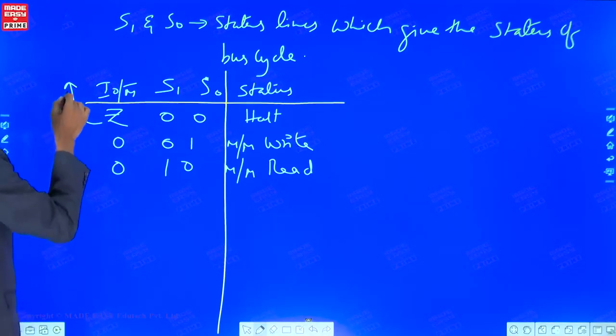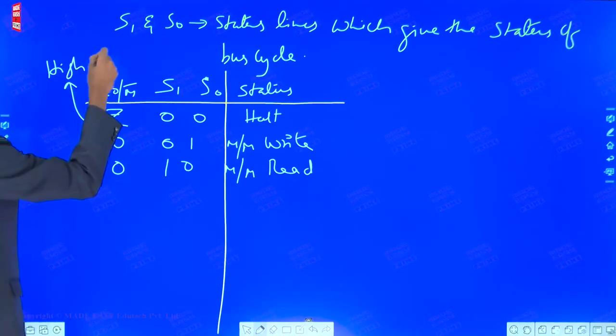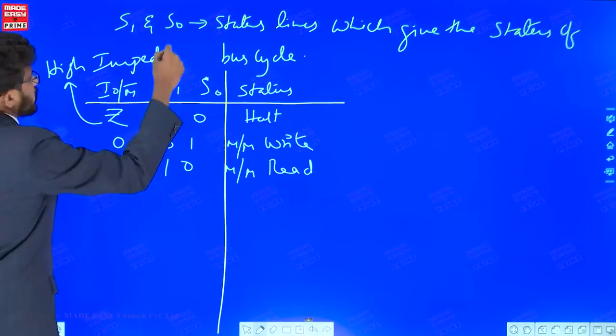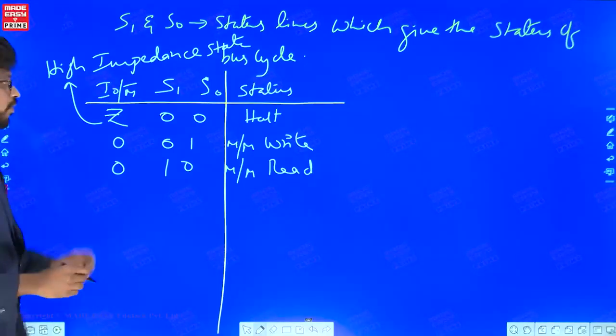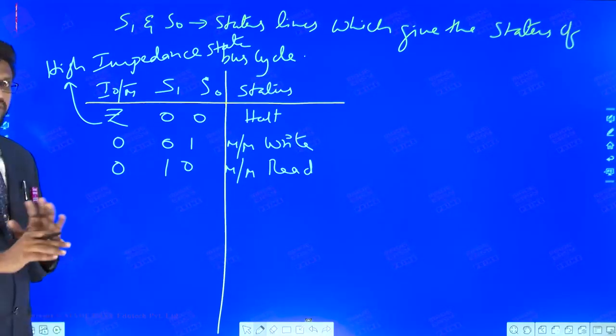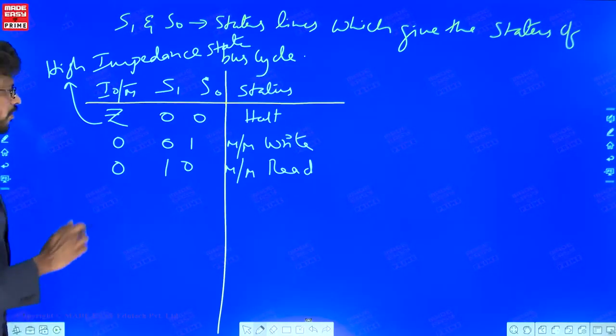So Z means what? High impedance state. We have studied about tri-state. Do you remember? High impedance state means there is no current flow through the line. There is completely zero current. There is no current. Fine.